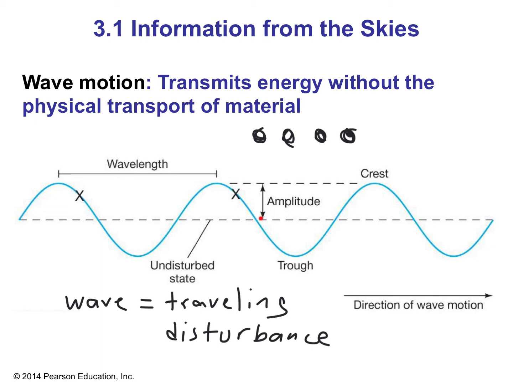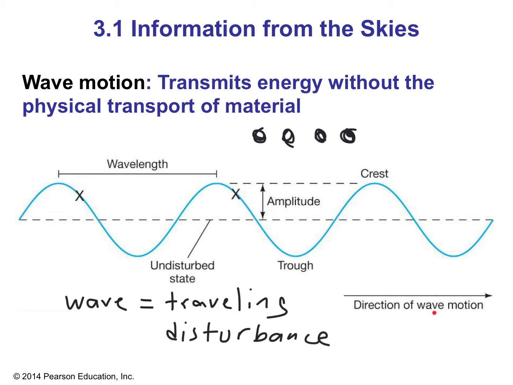And that's the maximum distance the wave travels relative to its undisturbed state. I could have drawn the amplitude to the crest like here. I could also draw it to the trough. It should be the same. And that is the amplitude. It's the distance from the undisturbed state to the maximum variation.